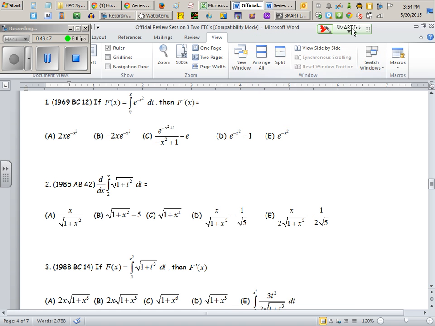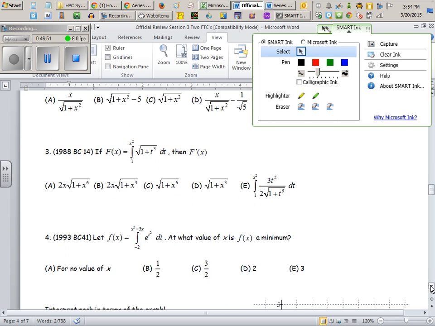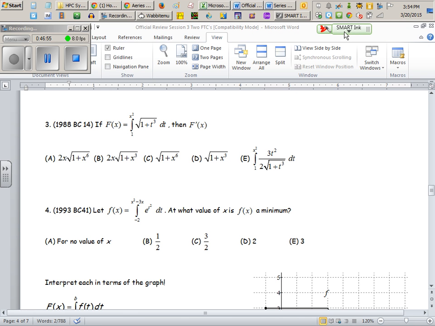1988, BC 14. Okay, now we need the chain rule, right? We've got an x squared up here. That just means there should be a 2x on the outside. Oh, and that's not going to be an x cubed, is it? It's going to be an x to the what on the inside? So what's the correct answer here?